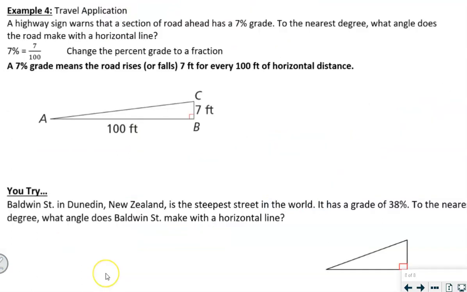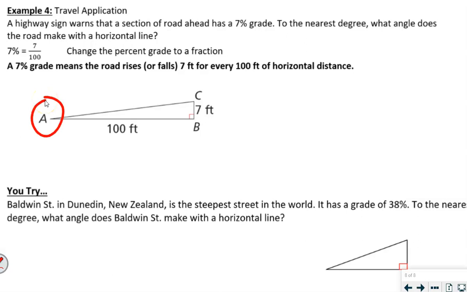Okay? Now we're going to do a couple word problems. It says, a highway sign warns that a section of the road ahead has a 7% grade. To the nearest degree, what does the angle the road make with the horizontal line? So basically, 7% is 7 over 100. So we're going to change the percent to a fraction. That's what we did. Okay, so 7% grade means the road rises 7 feet for every 100 feet horizontal distance. So we're going 7 over 100, right? So then it's asking us, what is this angle right here? It's asking us for this angle, right?